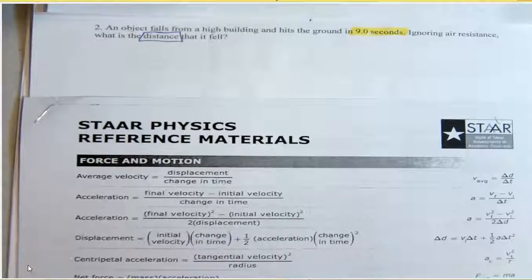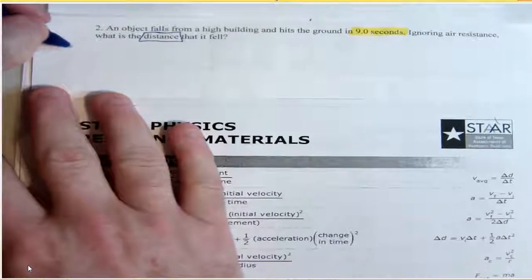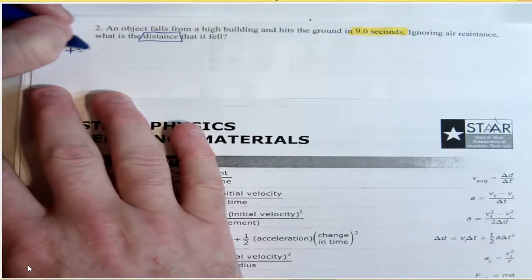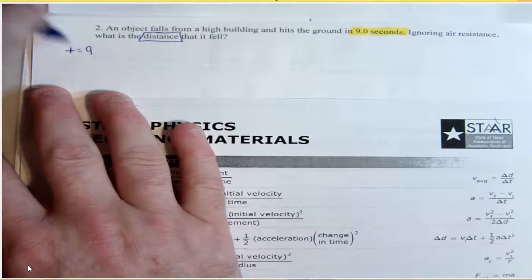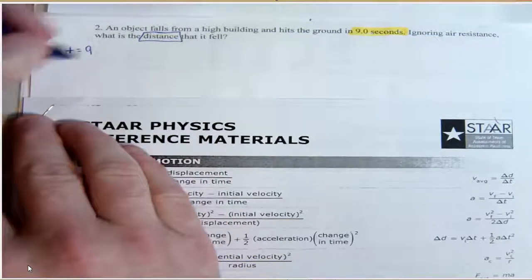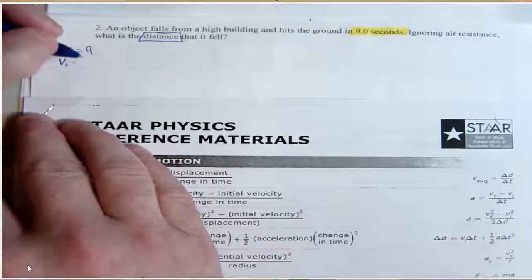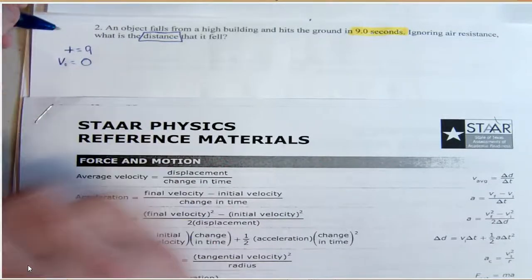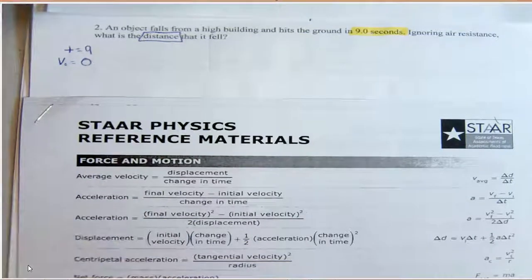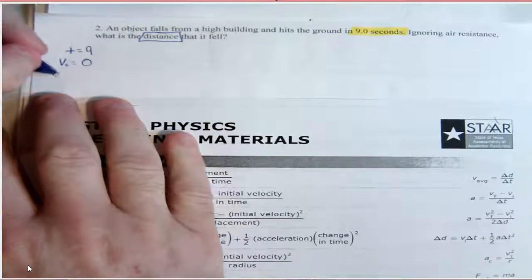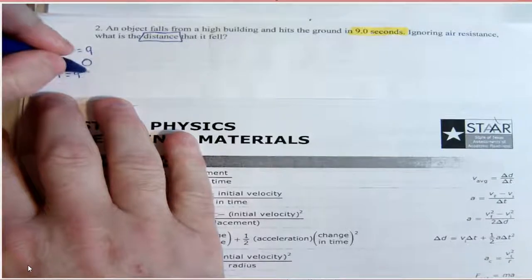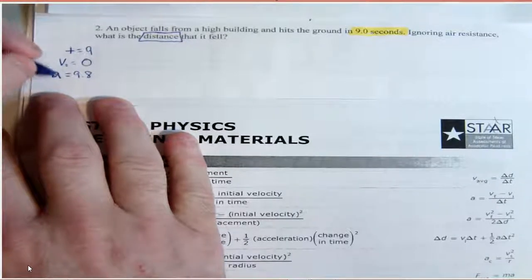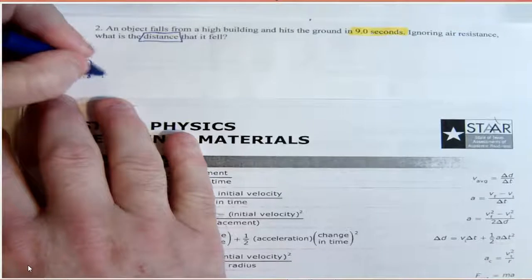Okay, so we're going to write down on the side what we got. We have time equals 9 seconds. We have initial velocity equals 0. And we're looking for distance. Okay, so there's 2 ways we can do that. Oh, excuse me, we also have gravity. I'm sorry, because it's falling, so gravity is 9.8. Acceleration a equals 9.8 meters per second squared.